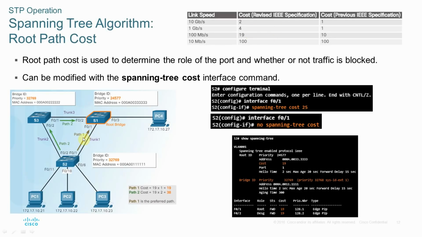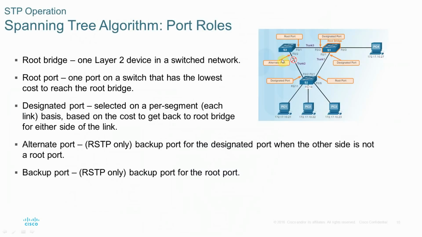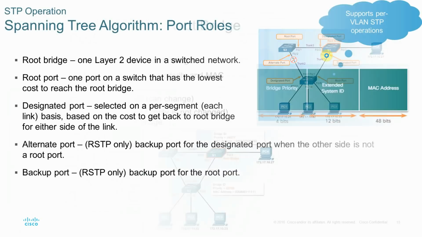What we will see, if you look at switch 2, which link will be the root port, which link will be the designated port, and which link will be the alternative port. If you see this example, on what basis is this alternative port elected? Why does the switch block only this port, not this one? Based on the path cost.